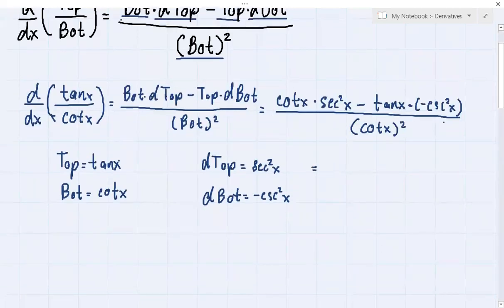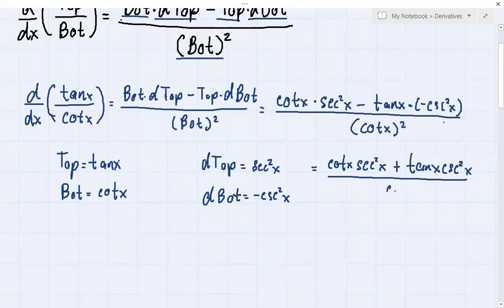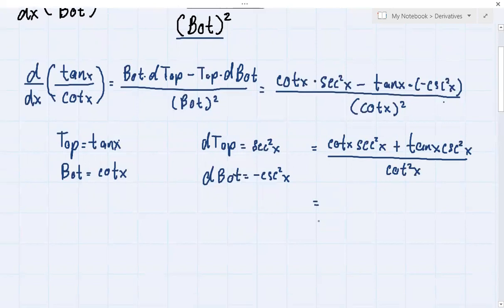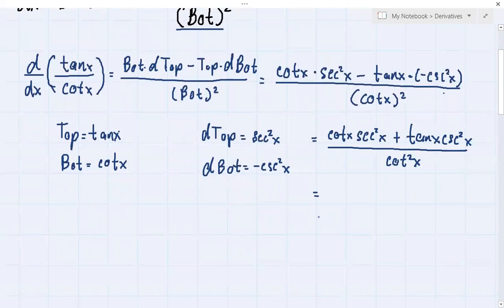That's it. So, let's now simplify. So, obviously, cotangent x and secant squared x, we can just simply stick them together. So, we will have cotangent x times secant squared x. Okay. The next, negative tangent x times negative cosecant squared x. So, we will have positive tangent x times cosecant squared x. All right, all over the square of cotangent x or cotangent squared of x. That's it. So, can we still simplify this one? The answer is yeah. Pwede pa naman natin itong i-simplify.